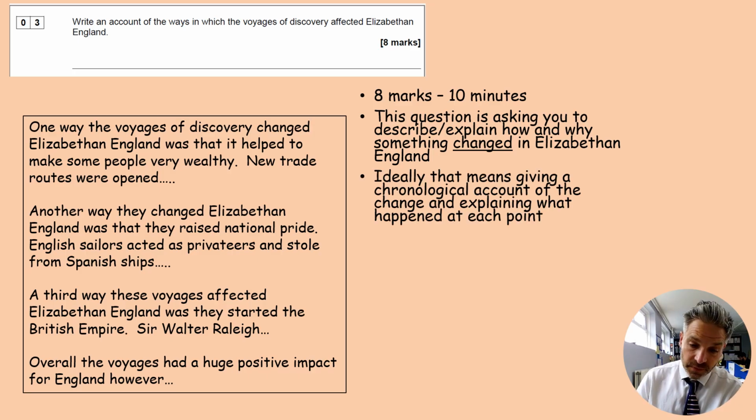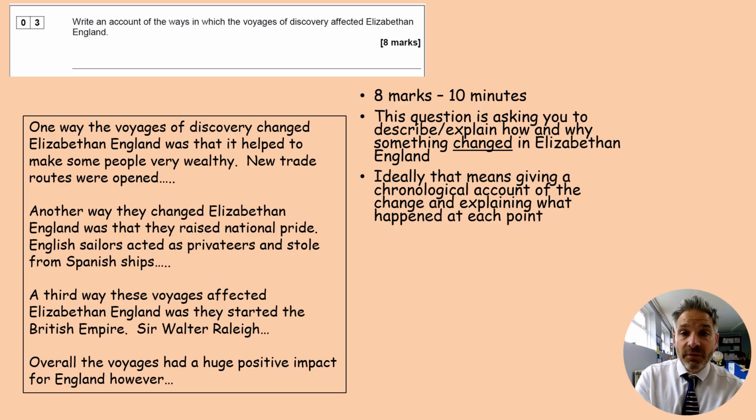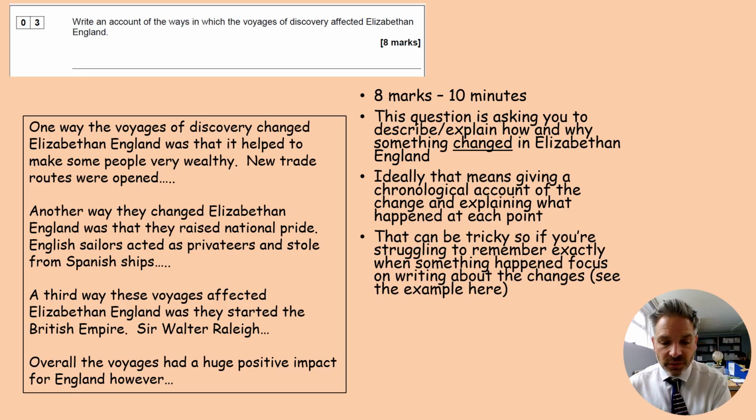Now, ideally, what it's asking you to do is give some sort of chronological, in other words date-ordered, account of the change and explaining what happened at each point. Now, I'll be honest, my experience of this suggests that people find that quite tricky because it does involve remembering a lot of dates. So in this case, if you can remember how the voyages of discovery take place chronologically, brilliant. If you can't, and that is understandable because it is quite tricky to do that, then what I would suggest is you try to think about what changes happened and you just write about those changes. And in fact, that's the model I've given you there, which I think is a slightly simpler way to do it and one in which you can still get good marks.